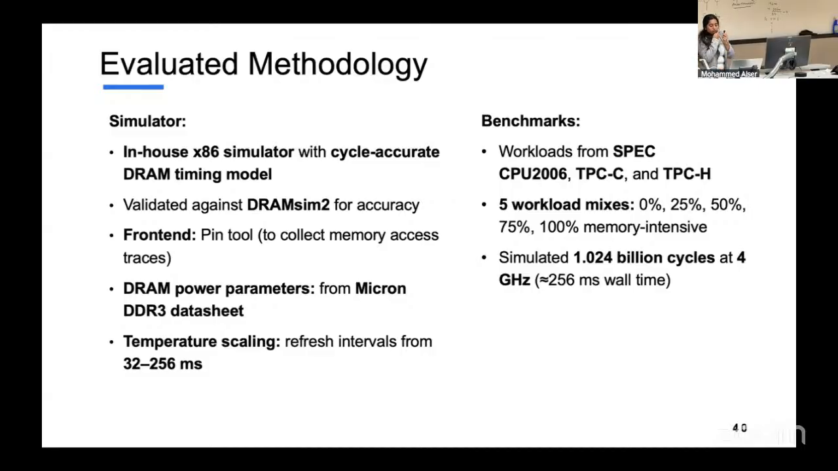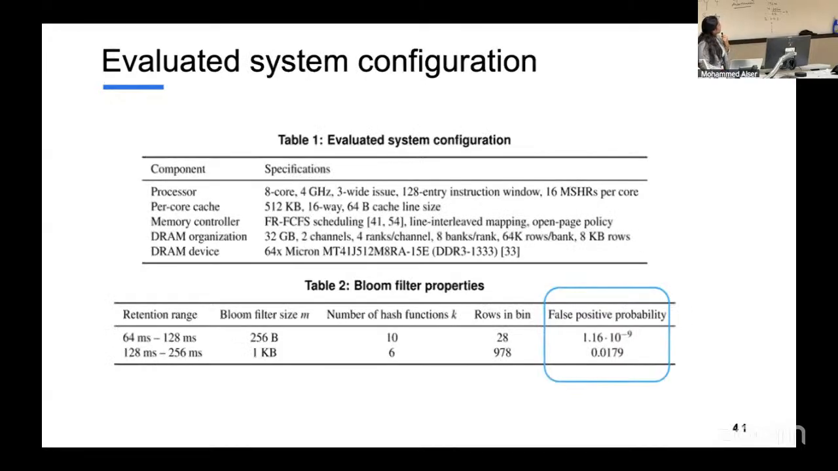1 millisecond at 64, which is approximately equal to 1000 milliseconds, which equals 256 milliseconds of wall clock time at 400 gigahertz. And here you can see the evaluated system configuration. So they have given the range as 64 to 128.